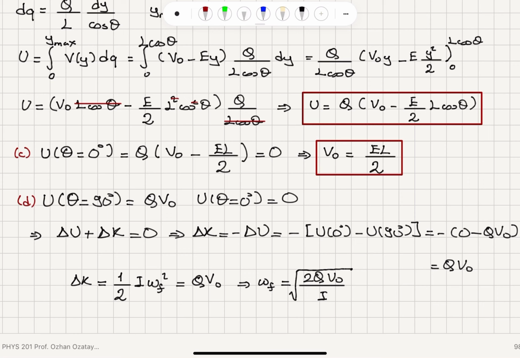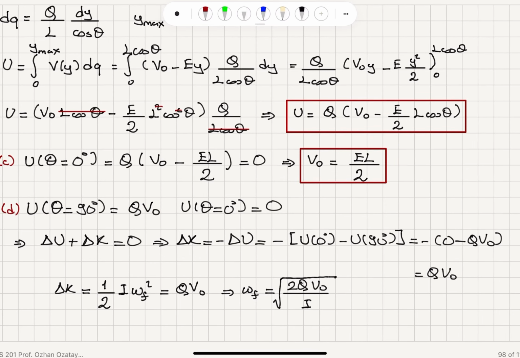Theta is equal to 90 degrees. We have potential energy QV0 because cosine 90 is 0, so this will disappear, QV0. And potential energy at theta equal to 0 is 0 by letting V0 equal EL over 2. So delta U plus delta K is equal to 0. Why is that? Because we have a conservative electrical force. There is no friction or any other non-conservative force in this system. Therefore, we have conservation of mechanical energy.